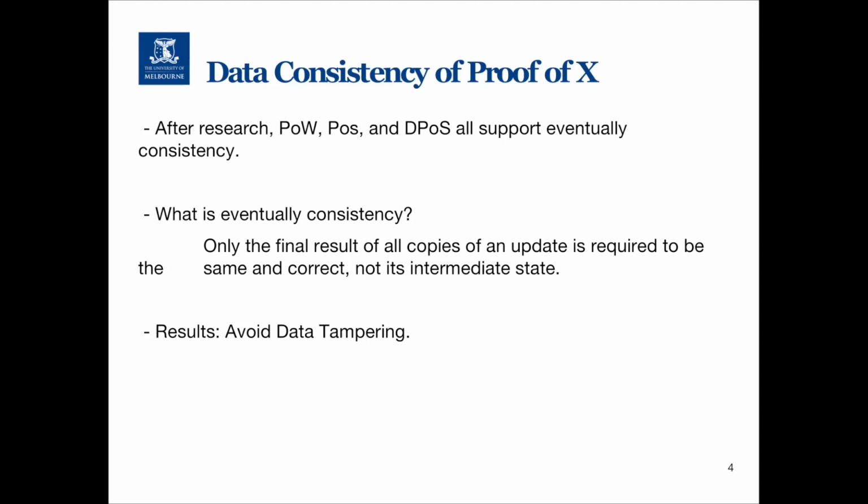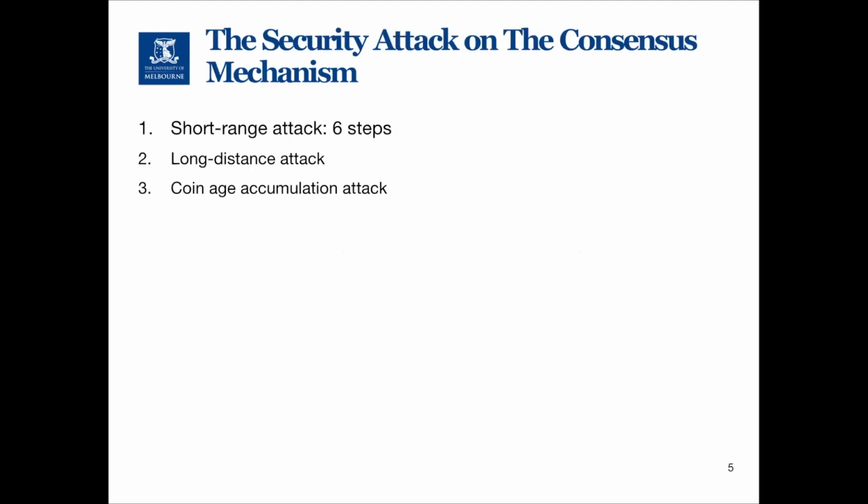However, eventual consistency also has security risks. Compared to strong consistency, attackers can interfere with the propagation of information before the system reaches eventual consistency, thus making the nodes in the network ignore a transaction. This is a short-range attack. Next, Jia will introduce the consensus mechanisms to deal with security attacks in detail.